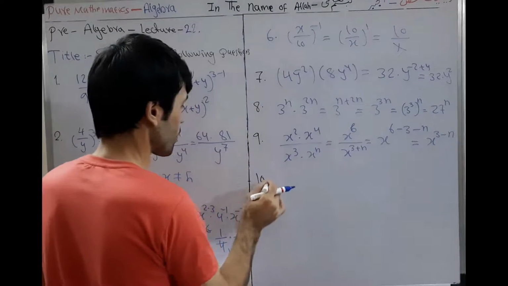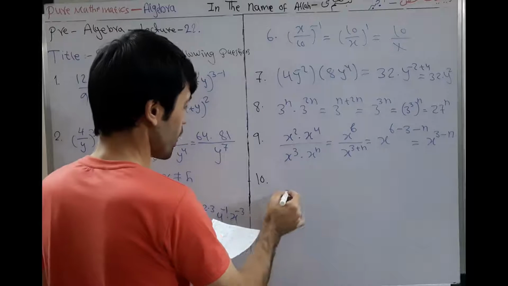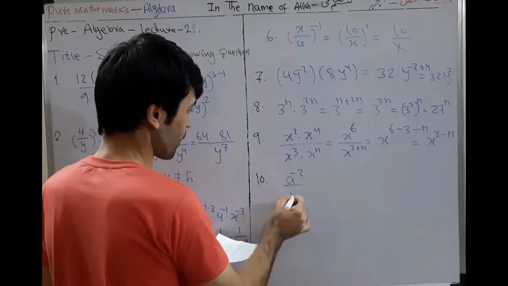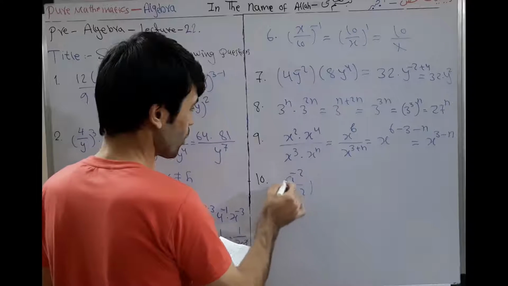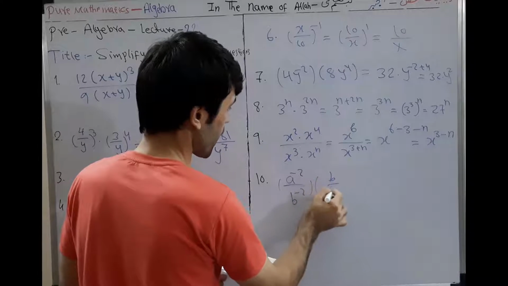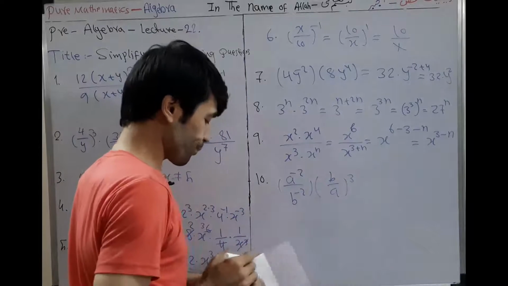Number 10. a to the power minus 2 over b to the power minus 2 into (ab over a) to the power 3.